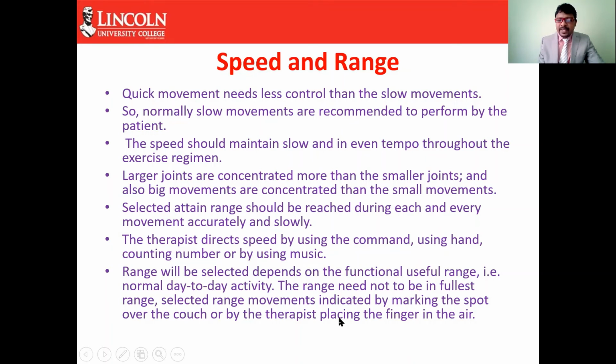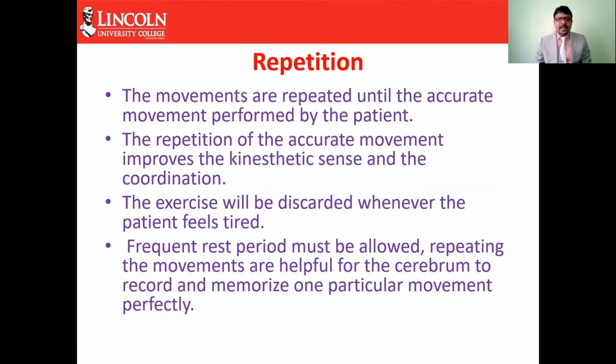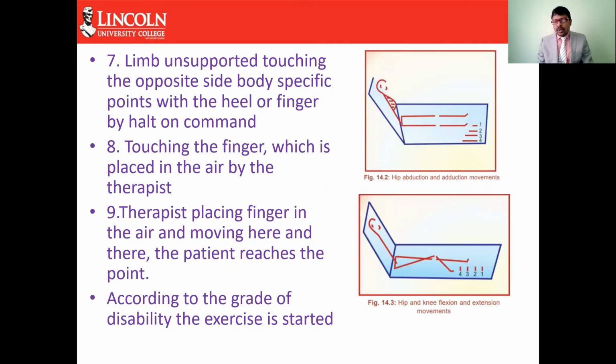Selected range movements are indicated by marking spots over the couch or by the therapist placing a finger in the air. For example, if the patient is doing hip flexion in the supine lying position, while giving the exercises, you can draw pictures here, 1, 2, 3, 4. With the knee joint in complete extension, we can ask, can you try to bring it up to 2? From 2, can you bring it to 4? If the therapist gives the command, the patient also has to follow according to the therapist's command.